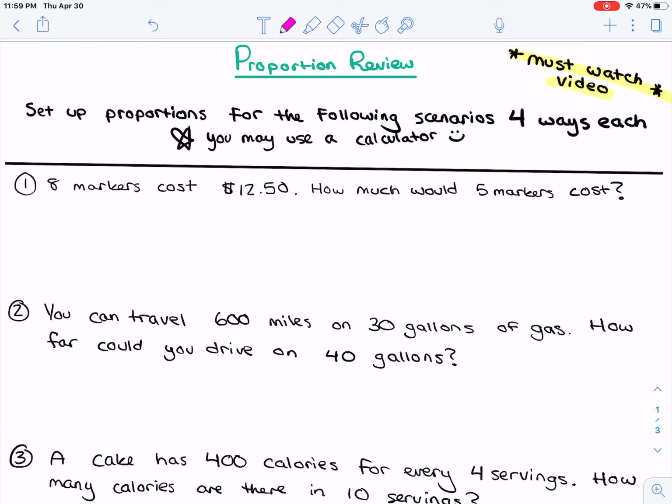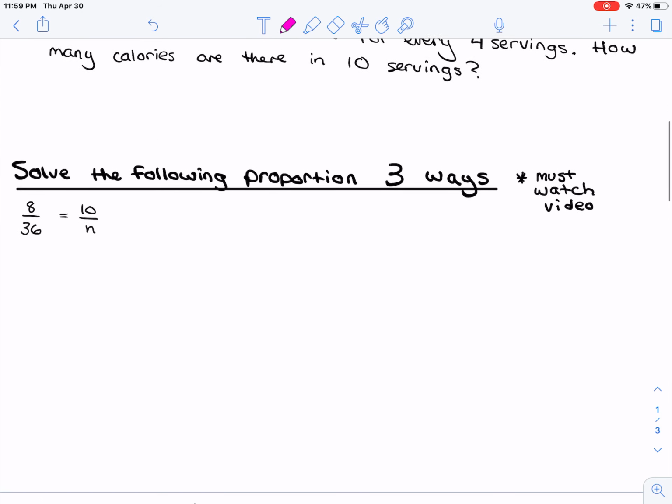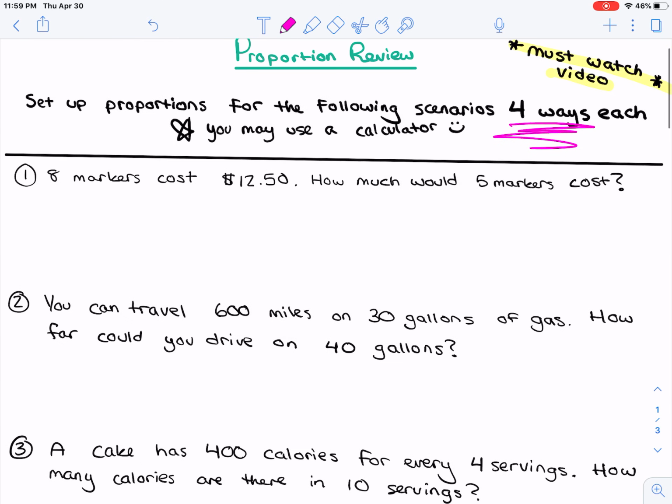So to start off, we have set up proportions for the following scenarios 4 different ways each. And then I did say you can use a calculator, but that's not going to apply until we get to the problems down here, okay?